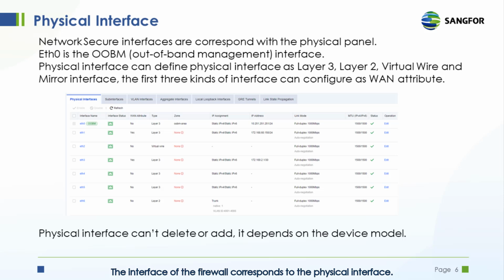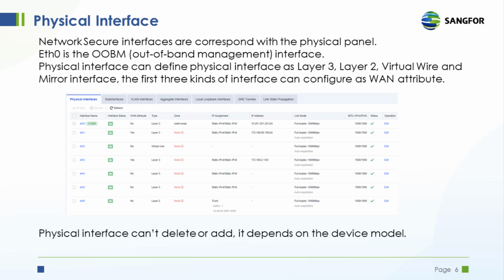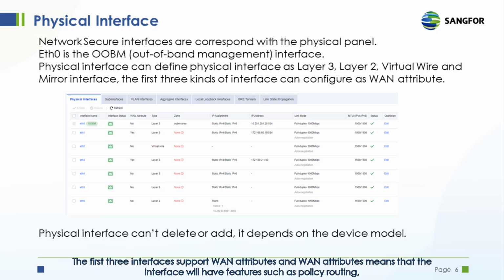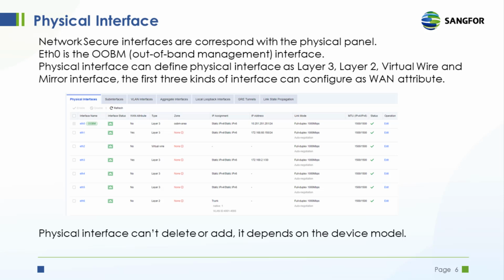The interface of the firewall corresponds to the physical interface. The physical interface can be defined as a Layer 3 interface, a Layer 2 interface, a virtual wire, or a mirror interface. The first three interfaces support WAN attributes, and WAN attributes means that the interface will have features such as policy routing, bandwidth management, traffic auditing, session ranking, IPsec VPN, etc.